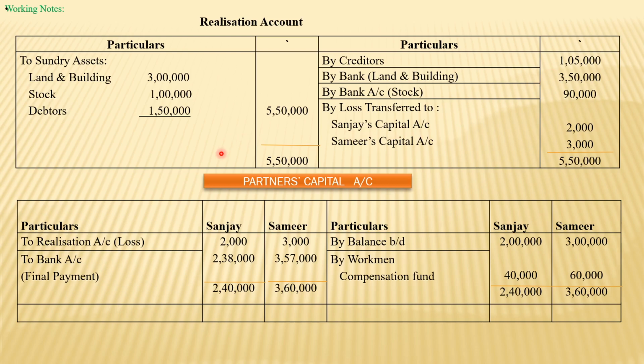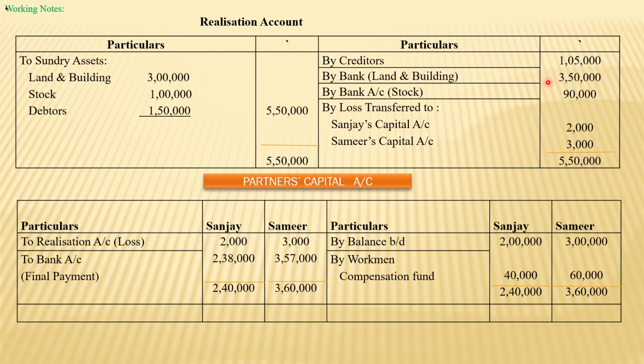Now in the adjustment, it is mentioned that land and building was taken over by the first partner, Mr. Sanjay, and he paid cash for this, 3,50,000. So therefore here we are debiting bank account, not Sanjay's capital account. Why bank? I already told, if any partner takes over any asset but the same partner pays cash, we give importance to that cash.